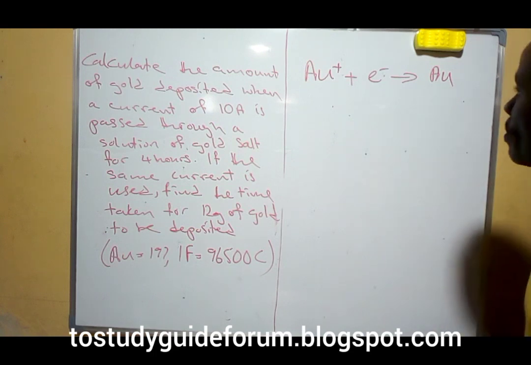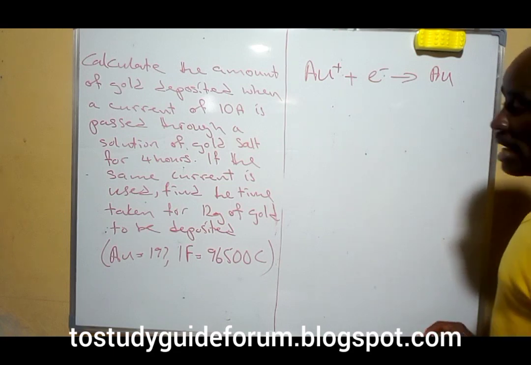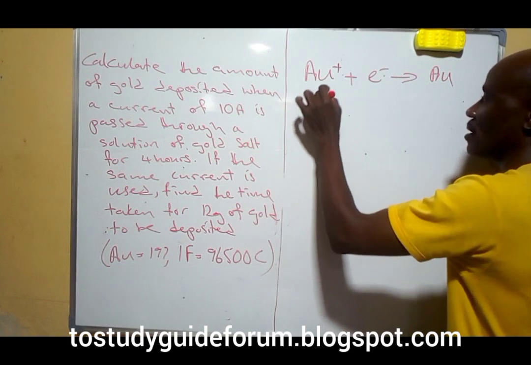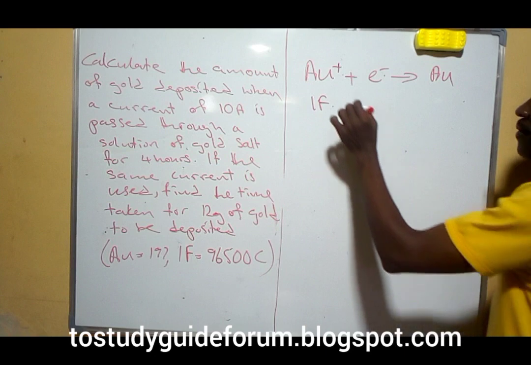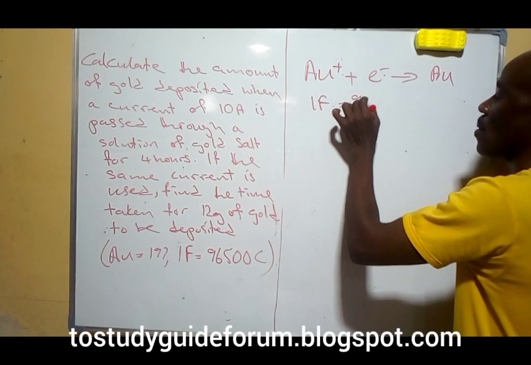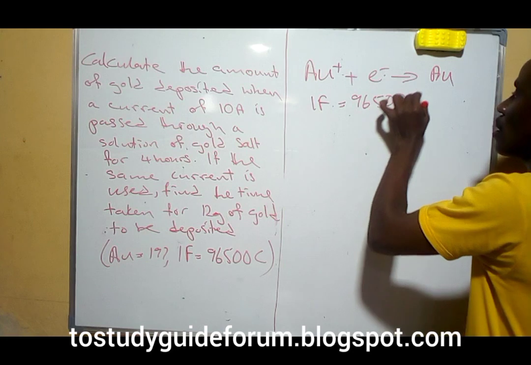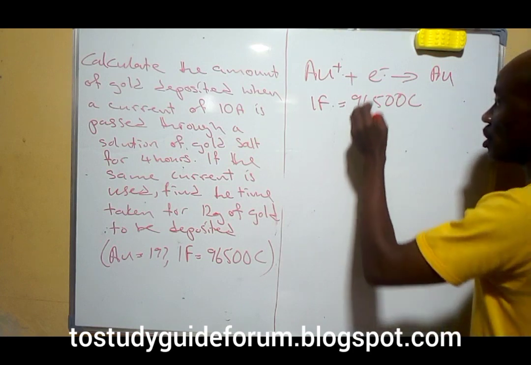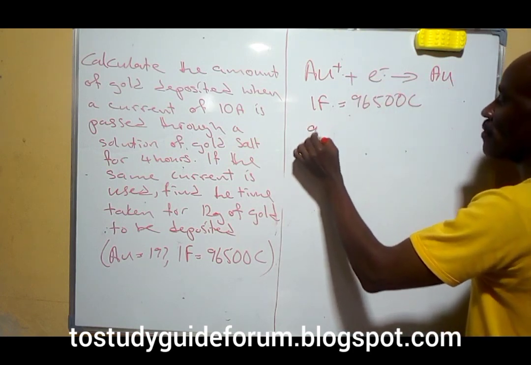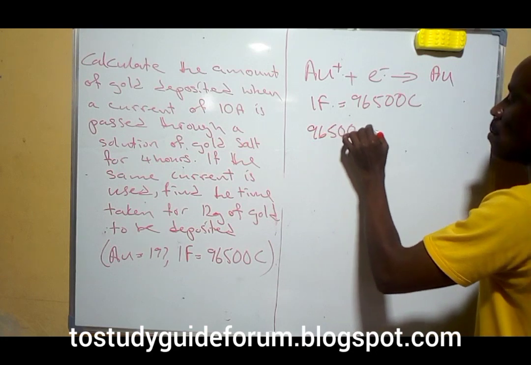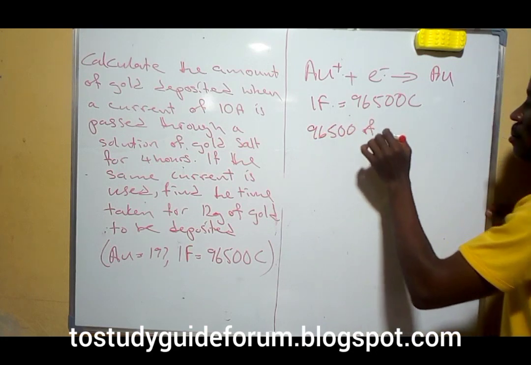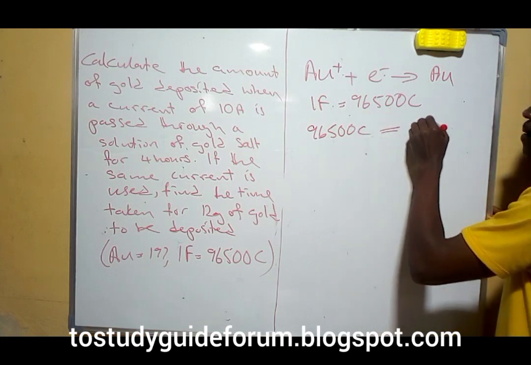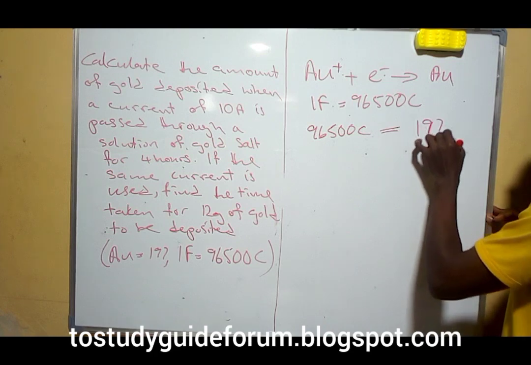So what it simply means is that since it requires one electron, it requires 1 Faraday of electron, which is equal to 96,500 coulomb. So looking at that now, it means that to deposit this, we have 96,500 coulomb, which is equal to 197 grams of what?